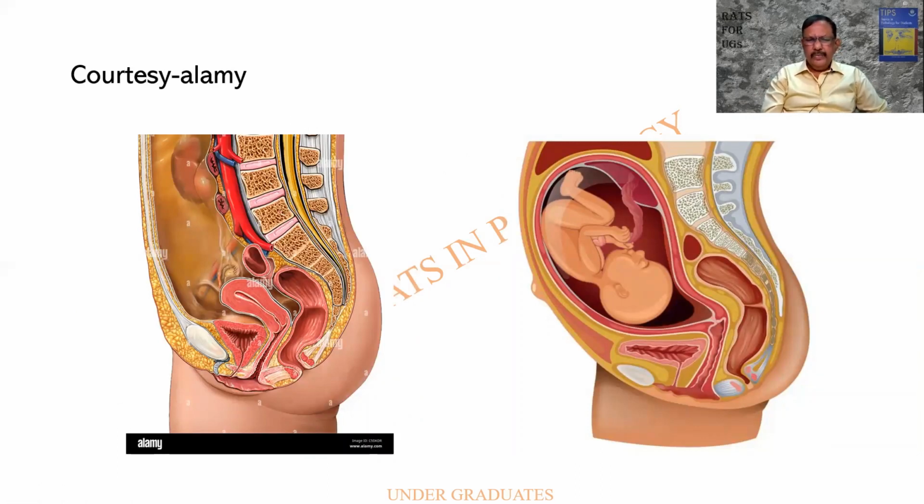Courtesy Alani. This is another example of a hypertrophy. Now this is a normal sagittal section in a female. You people should be pioneers in it. You have got the bladder over here, you have got the cervix and the uterus, and this is the rectum and the anal canal over here.